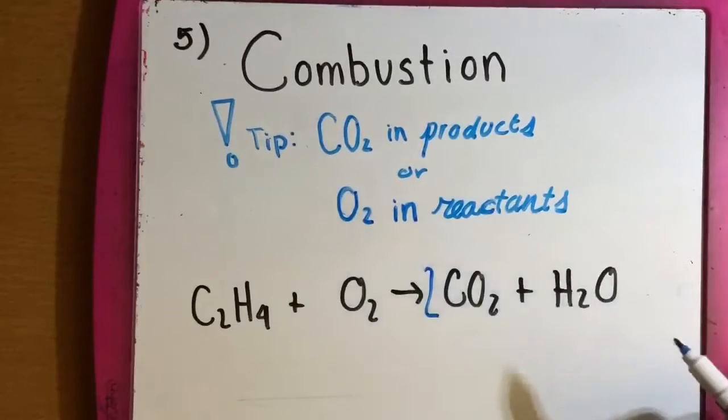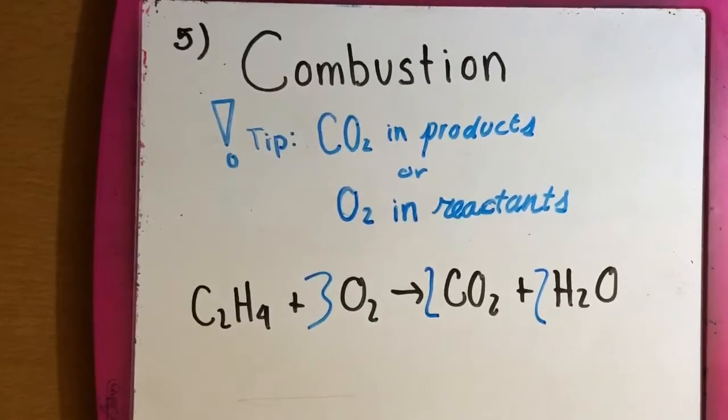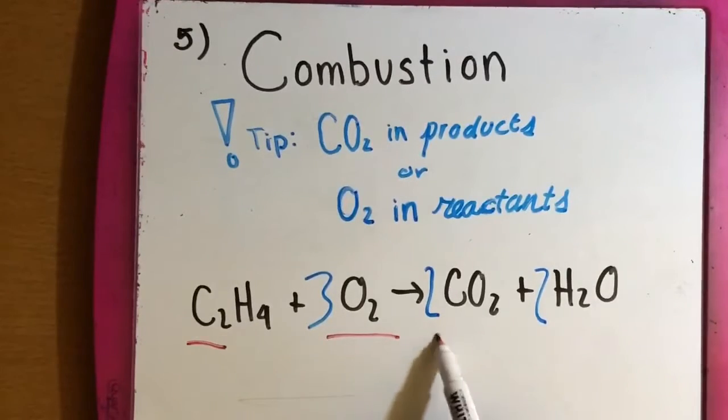So you have 2 carbons over there and 4 hydrogens. Now you have 6 oxygens, so a 3 over here. Next you look for the carbon, and you also have oxygen over here. And a dead giveaway is that you produced carbon dioxide and water. It doesn't always have to produce carbon dioxide. It's combustion as long as it produces any common oxide.